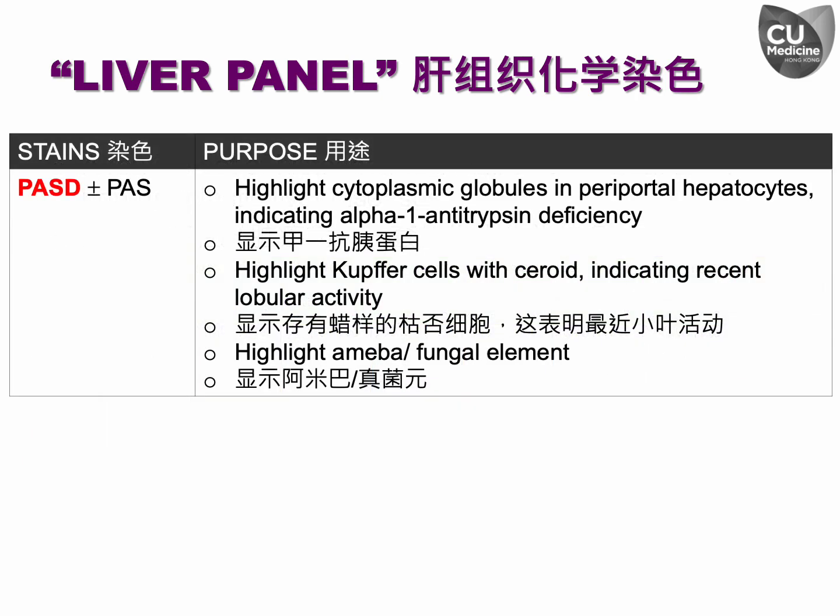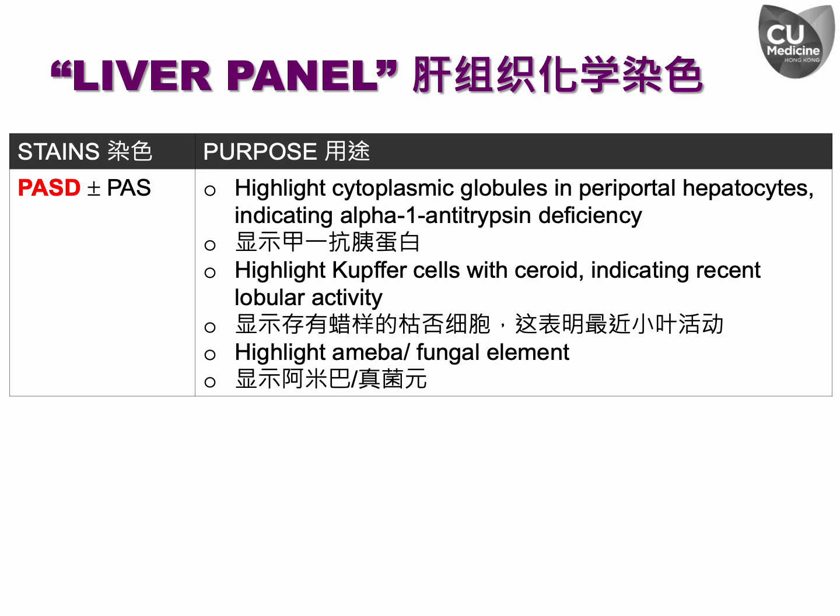PASD staining is employed to illuminate cytoplasmic globules within periportal hepatocytes, suggestive of alpha-1 antitrypsin deficiency. It also highlights Kupffer cells containing ceroid, indicative of recent lobular activity. Moreover, it reveals the presence of fungal elements within the liver tissue.